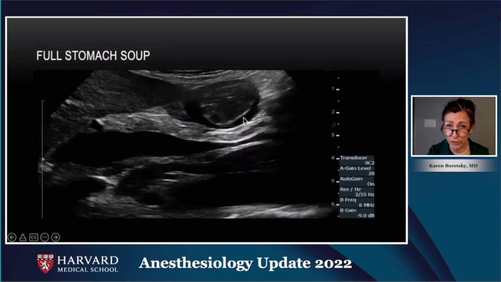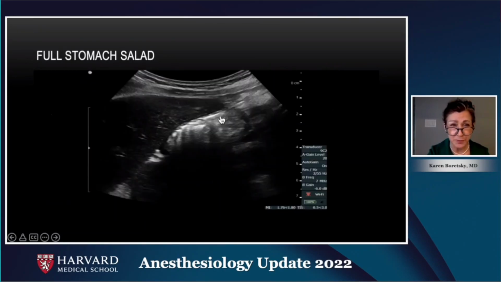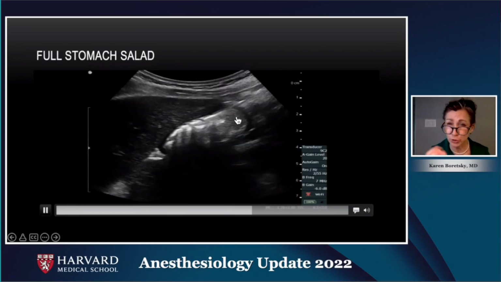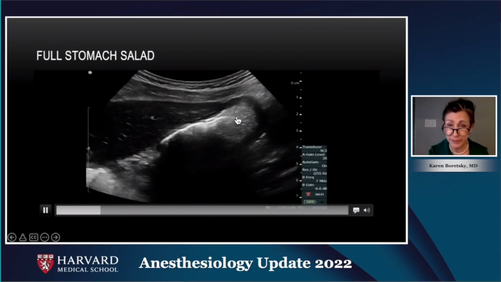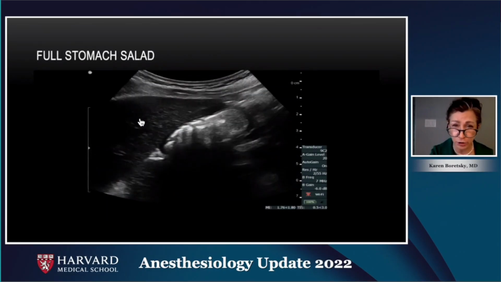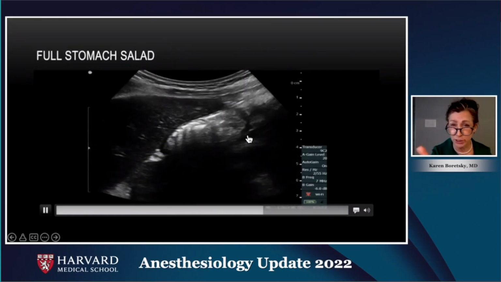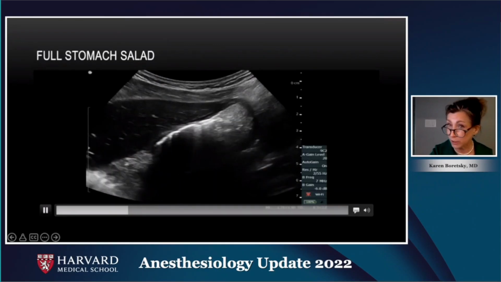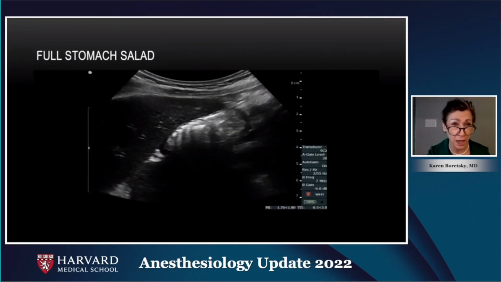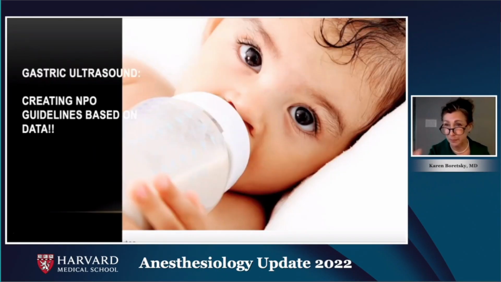You can see all the edges of the stomach. There's no air inside. There are some noodles floating around, but it predominantly has the appearance of fluid. When patients have chewed and masticated and drawn some air into the stomach, you get this ground glass appearance, and you lose the posterior border. So we can tell what kind of food people have had based on the images that we obtain.